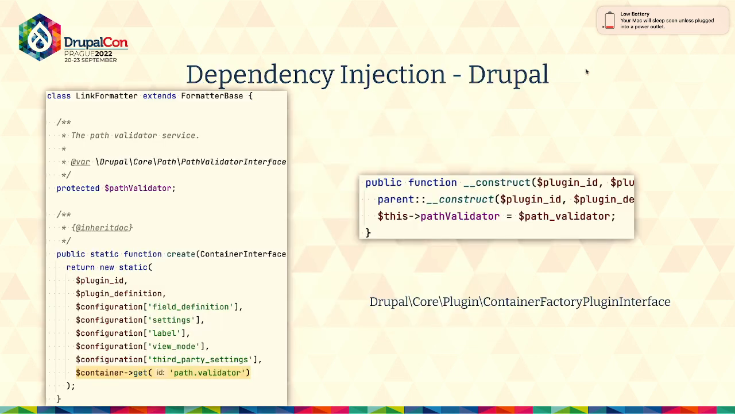This is an example of a link formatter, again from the link module, but this is Drupal 8. In a way, the link module is different from a normal text field module in that it needs to validate the path. Like it needs to validate the link. So it has a dependency on this. I'm not sure if it is visible, but there's a dependency for the path validator at the bottom. And it gets passed using this function, which is responsible for creation of plugins. This container provides this service, and it becomes part of the path validator property, which is a protected value inside the class itself.